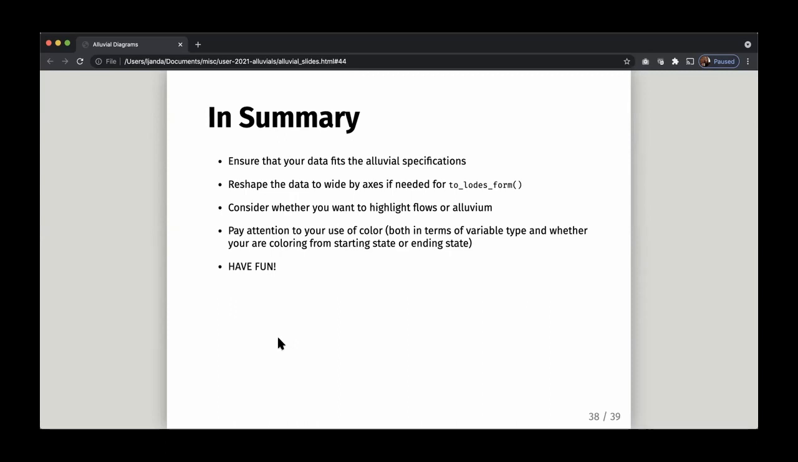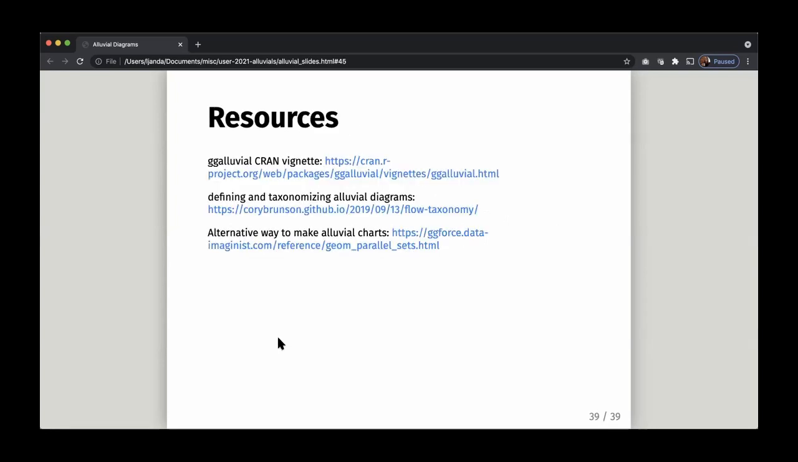And lastly, have fun. These are really fun graphs. They're really cool to make. I think they're pretty exciting. So have a great time as you make them. So here I've got some of your basic resources for how to make these. This last one is the geom_parallel_sets, from the ggforce package. So there are definitely different options for how to make this.